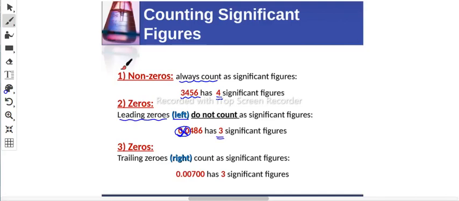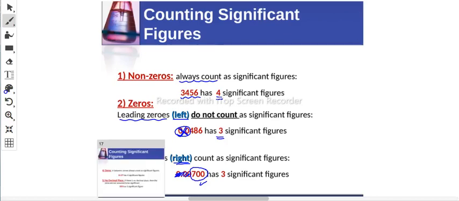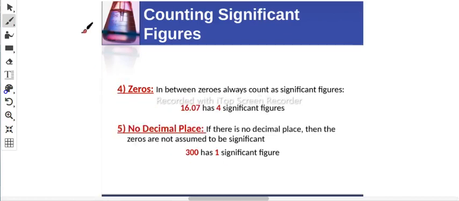I have the trailing zeros, which are to the right side. To the right side, I will always count them. So here I have 3 significant figures, all are counted, but these zeros which are presented to the left side as leading are not counted, taking into consideration point number 2. Now I have the zeros which are in between. If you've got inside your number a zero in between, of course it is counted. So here I have 4 significant figures.